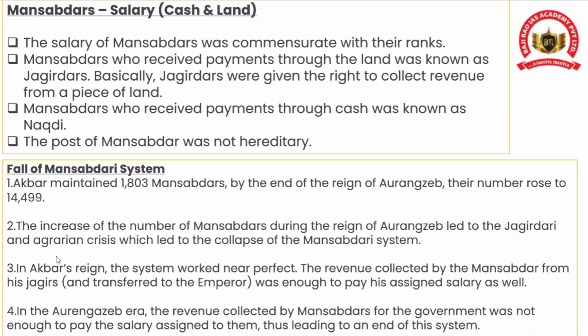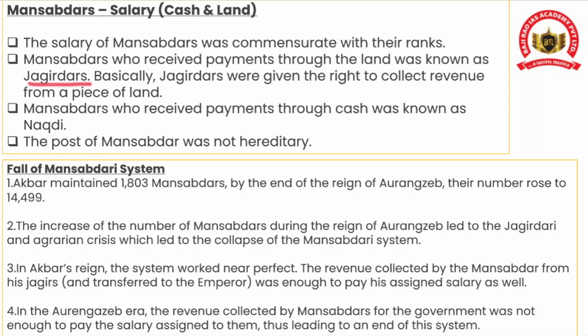Okay, so next, when you talk about the salaries, how were the salaries paid to these mansabdars? Salaries were paid in both cash and land. For example, the salaries of the mansabdars were commensurate with their ranks. A person with a higher rank was paid higher salaries, and a person with a lower rank was paid less salary.